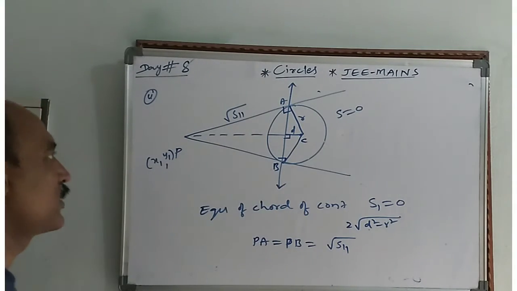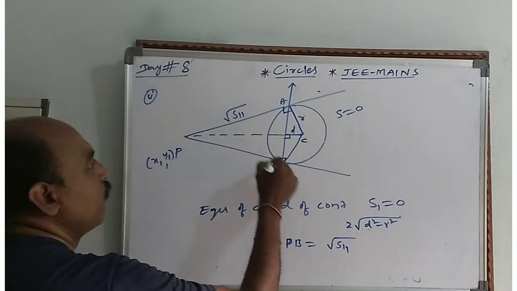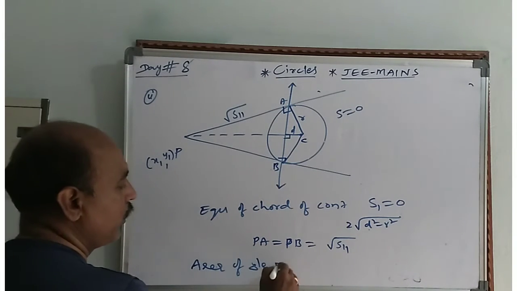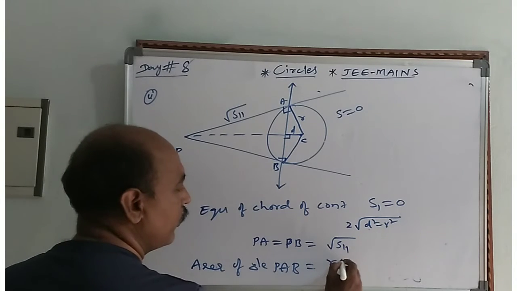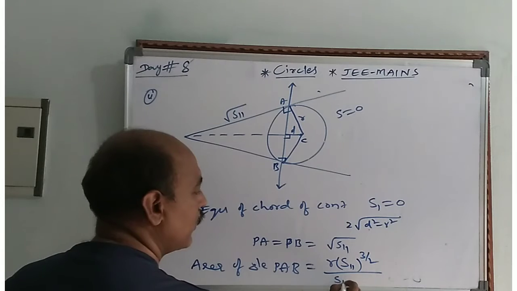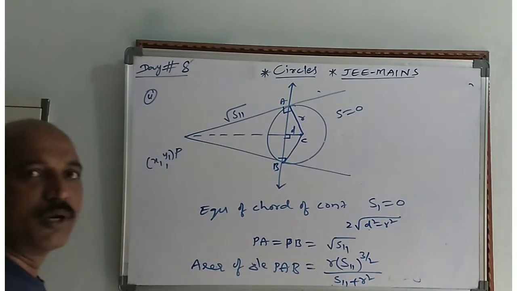Next, the area of the triangle PAB. The area of triangle PAB is equal to R into S11 whole to the power 3 by 2, divided by S11 plus R square. This is the formula. Okay.